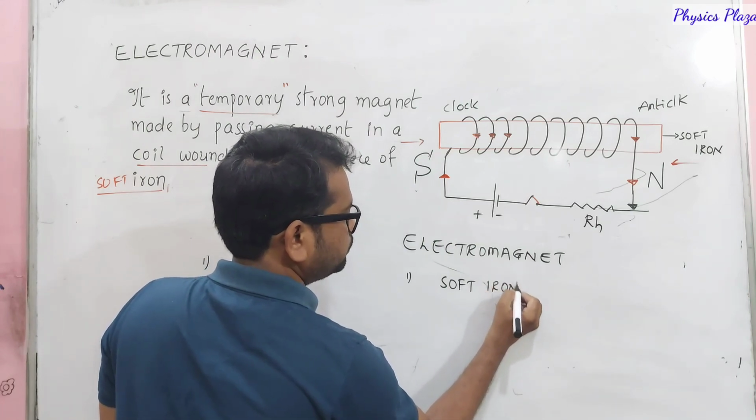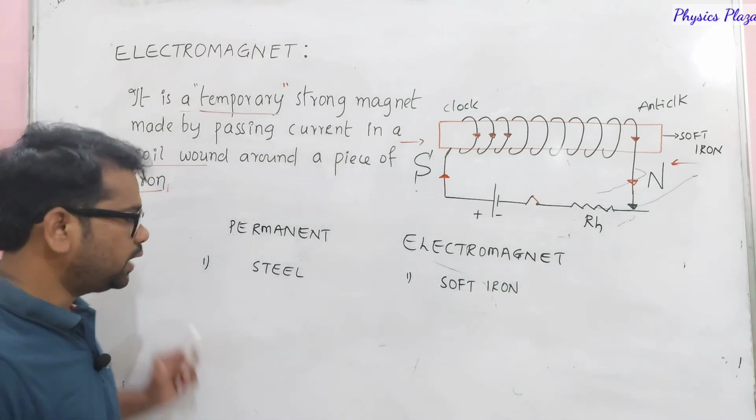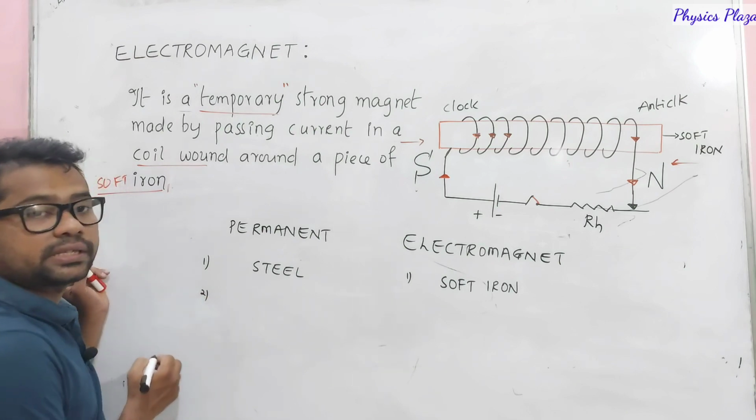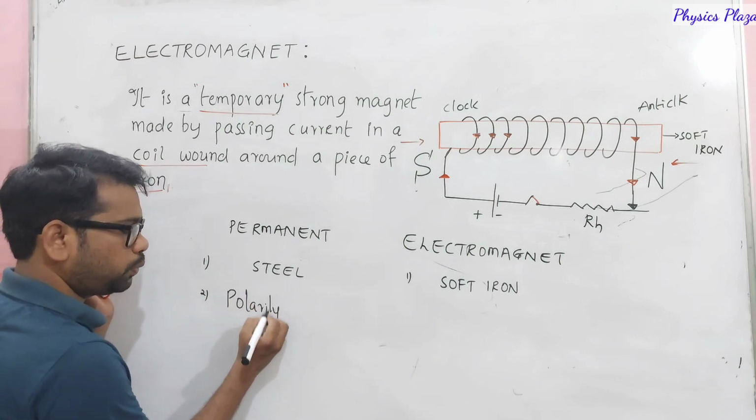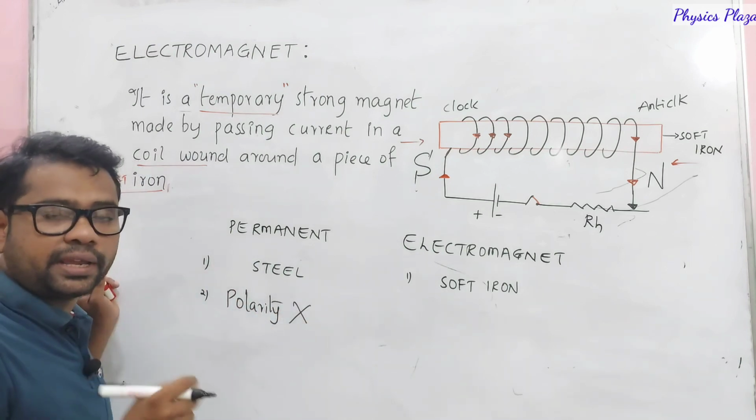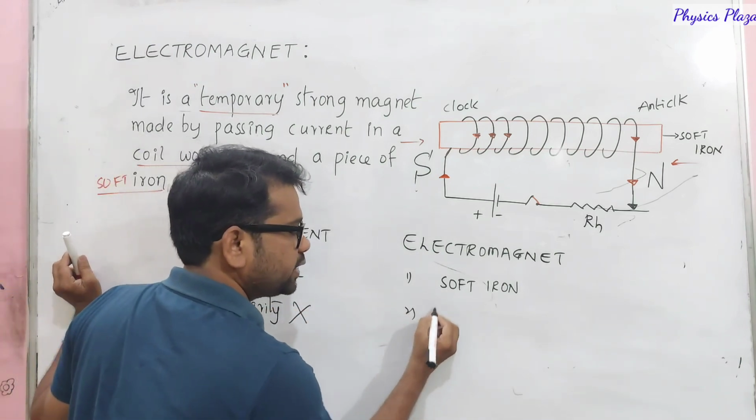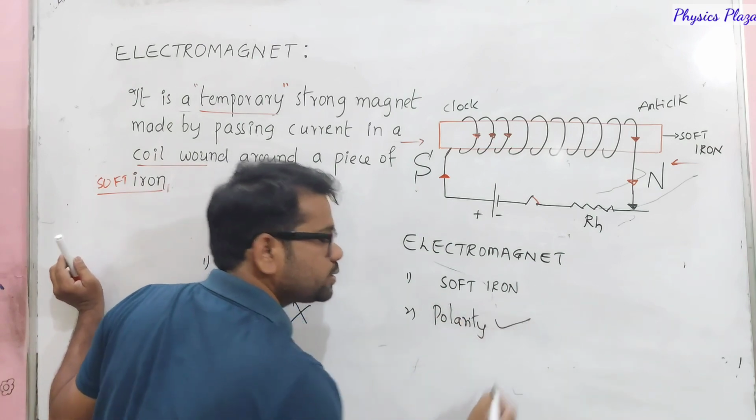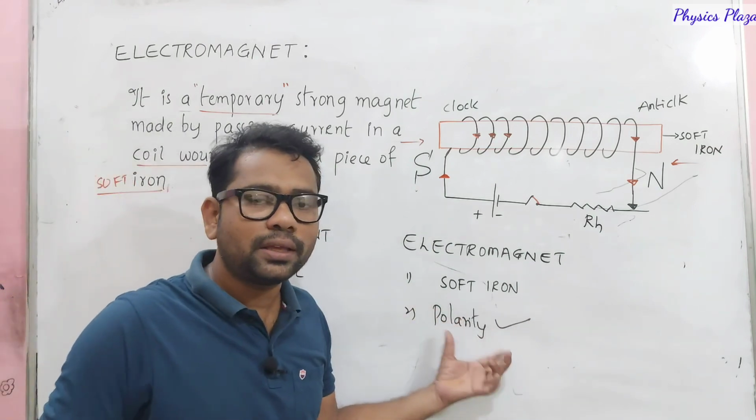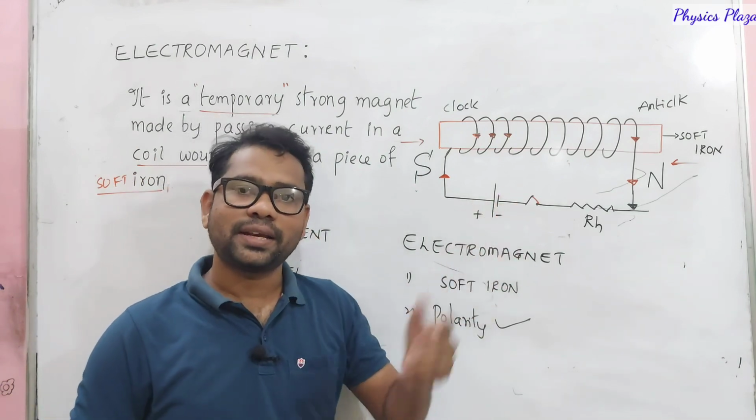Soft iron, made up of the soft iron. And children, here the very important thing is that the polarity can't be changed. Polarity we cannot change. But whereas here, children, polarity, yes, can be changed. Children, how can we change the polarity? Simple, by reversing the direction of current.